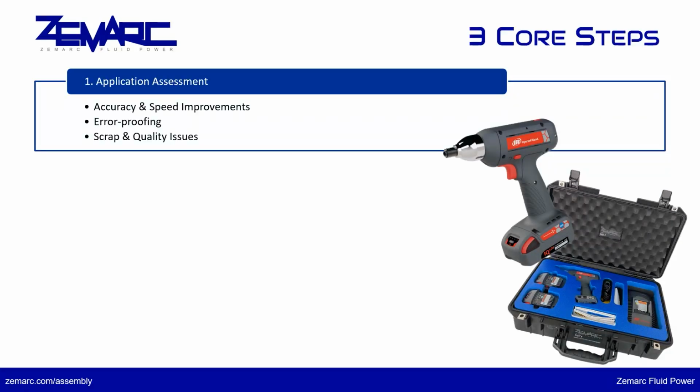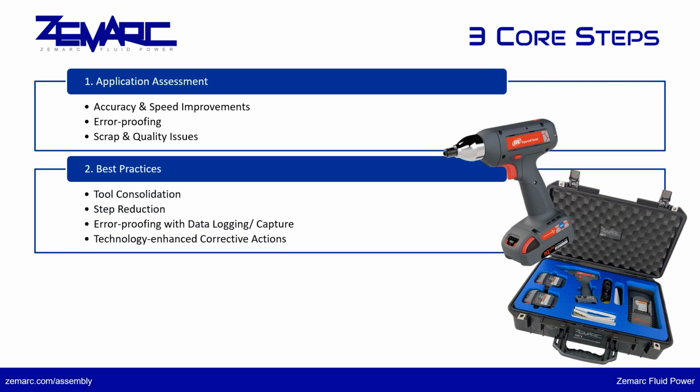And once we've established some goals with your application, we can look at best practices with tool selection. So this includes tool consolidation. How can we cut the number of tools required for a task? For example, with a QX tool, you're essentially eliminating your rundown driver and multiple click wrenches, then eliminating the time between switching hands and several different tools.